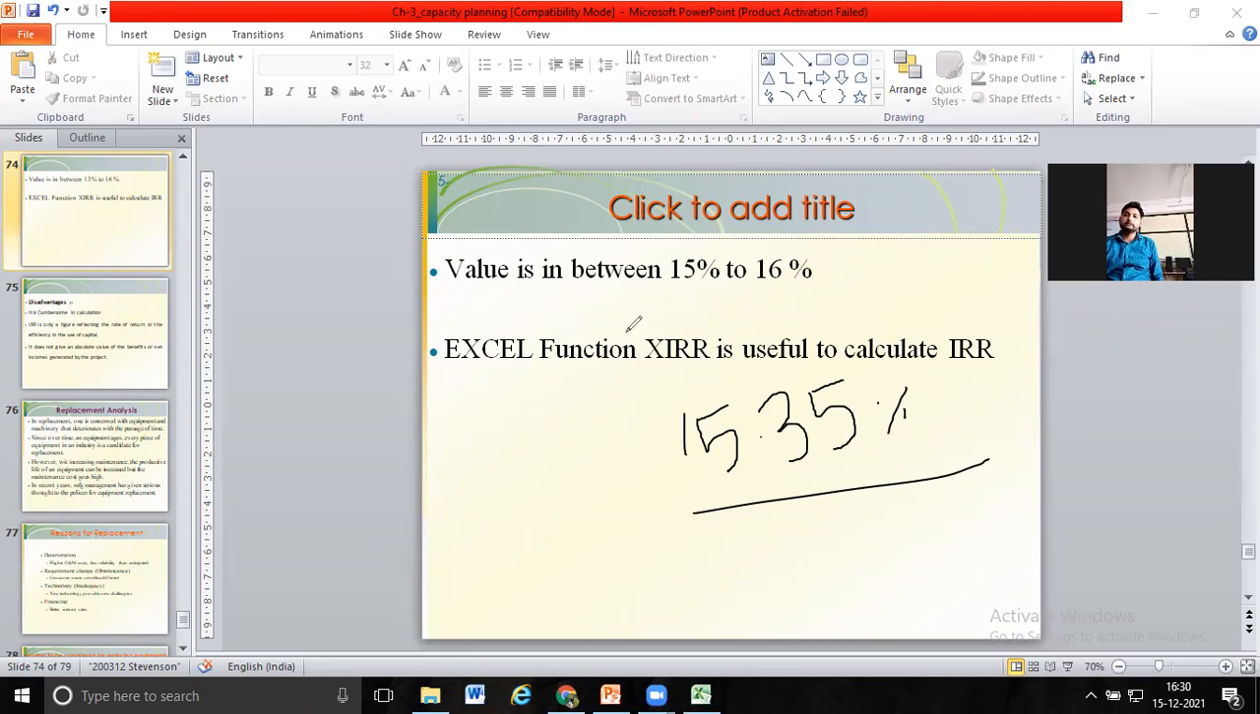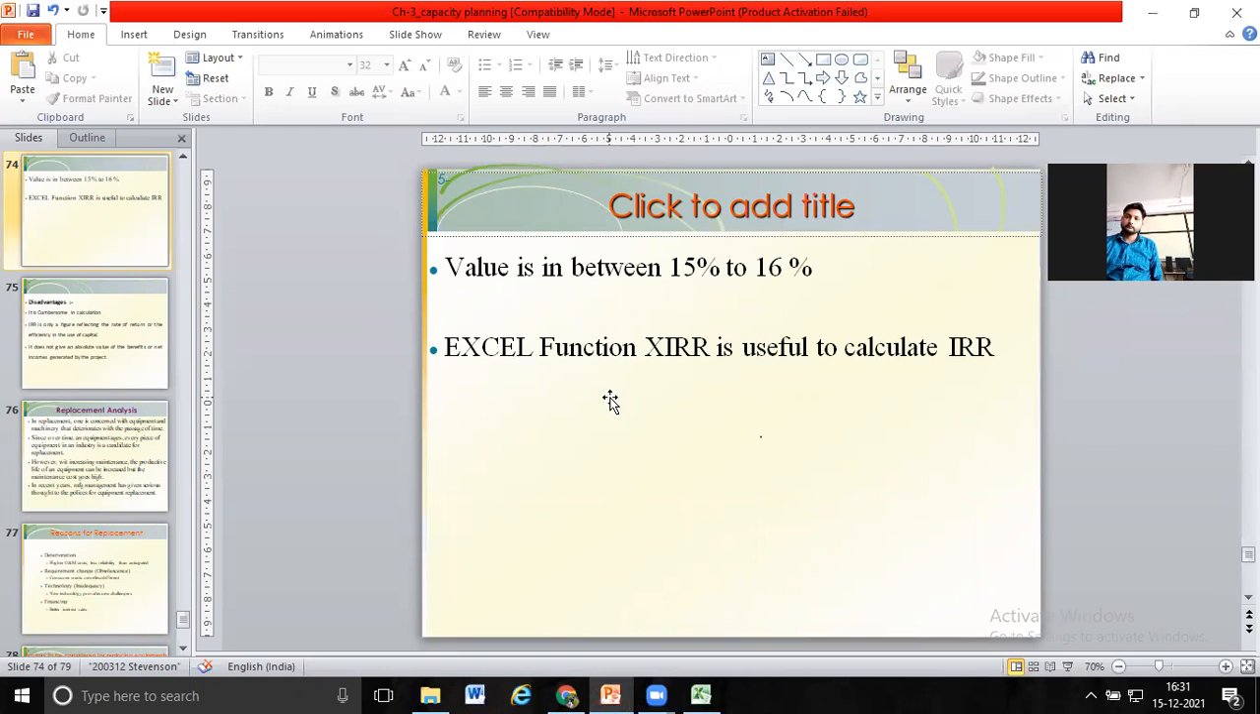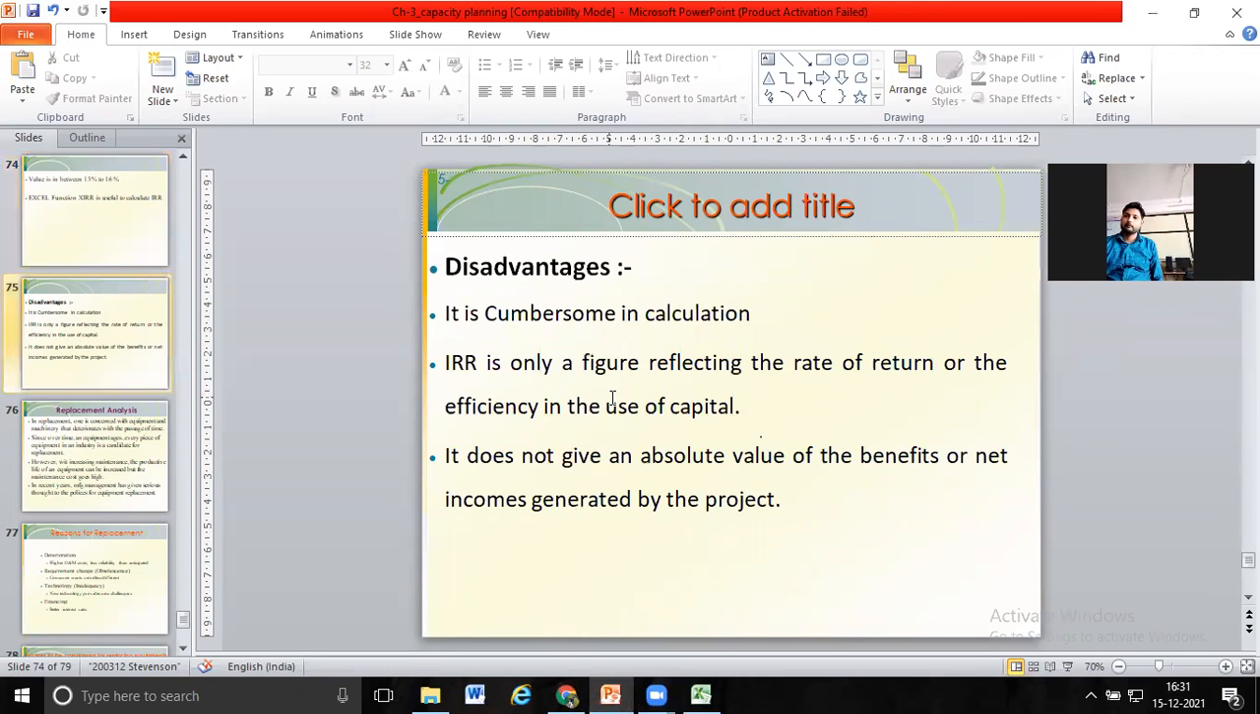So this method is a heavy method, or we can say heavy calculation we need to perform by using the analysis. But it is too easy by using Excel or financial calculators. So you can write the disadvantages. The first point is it is cumbersome in calculation. Cumbersome means absurd calculation, heavy calculations are there.